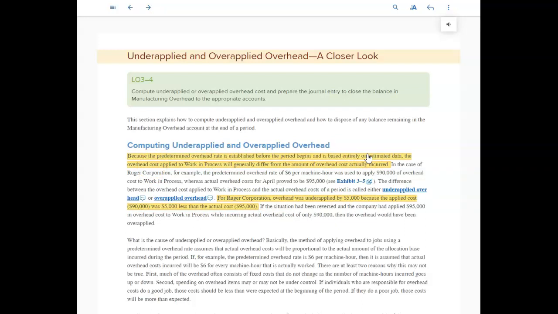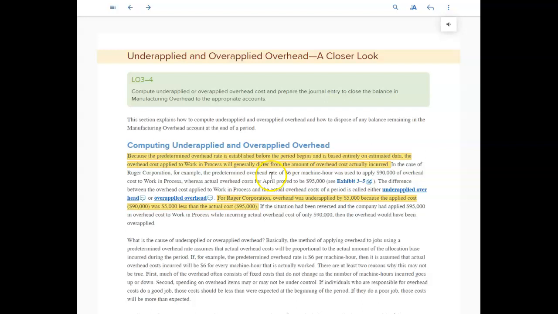Next page. Now let's look a little bit closer at under and over applied overhead. Even though we're not going to dig into this very deeply, we'll just touch on this. Now again, remember, even from the previous chapter, those predetermined overhead rates are usually established at the beginning of the year and used all year long. So this is an estimated number. We've estimated total manufacturing costs for the year coming up. We've estimated that allocation base, either machine hours, like in this case, or it could be direct labor hours or some other base. Those are estimates.